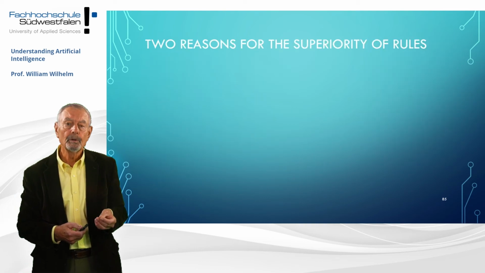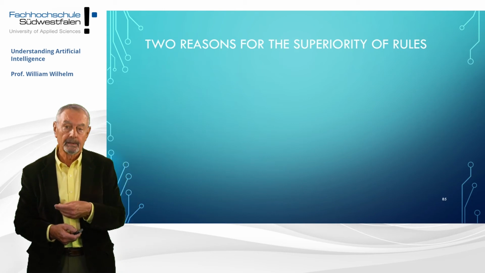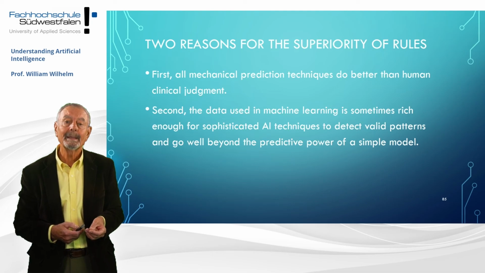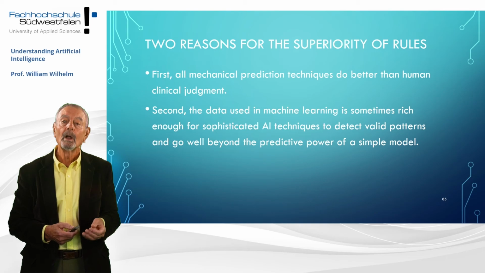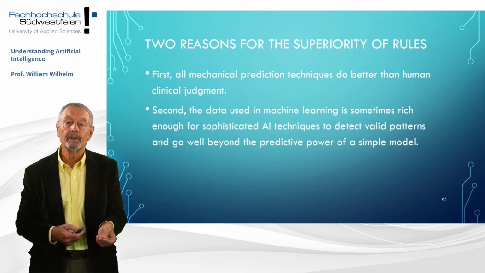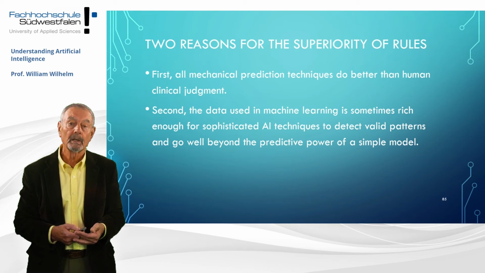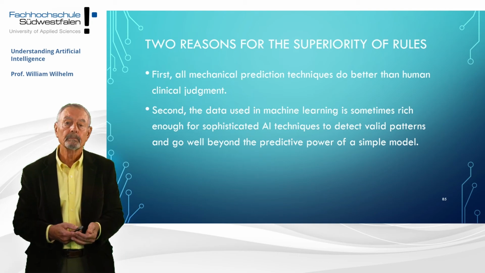So let's review two reasons for the superiority of rules of all kinds over human judgments. First of all, mechanical prediction techniques, not just the more sophisticated ones, represent significant improvements on human judgment. Simple rules that are merely sensible typically do better than human clinical judgment. Think back to our examples of the sentencing guidelines and the APGAR scores.